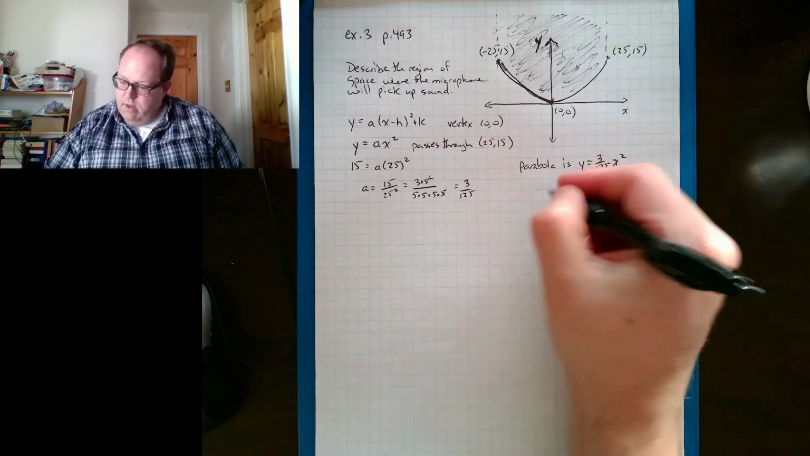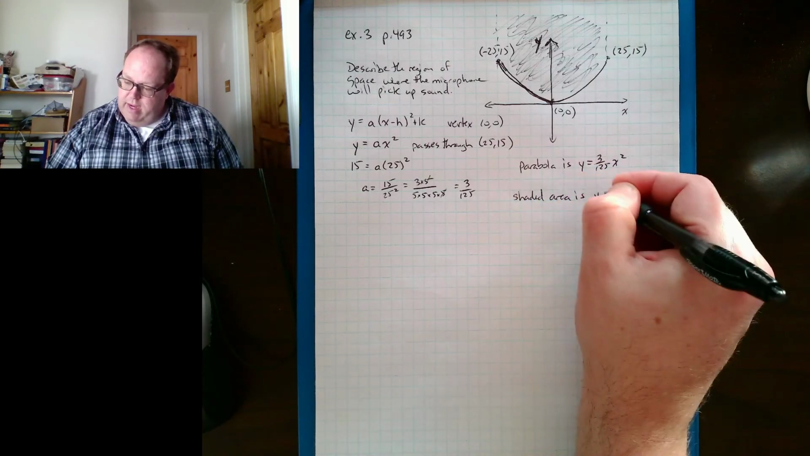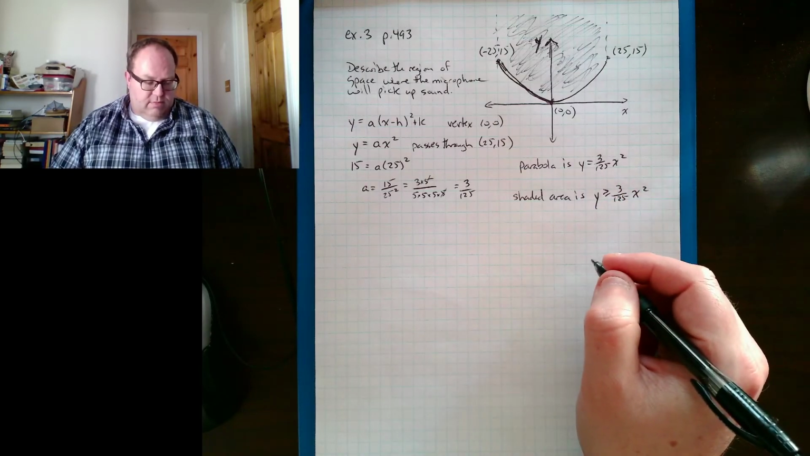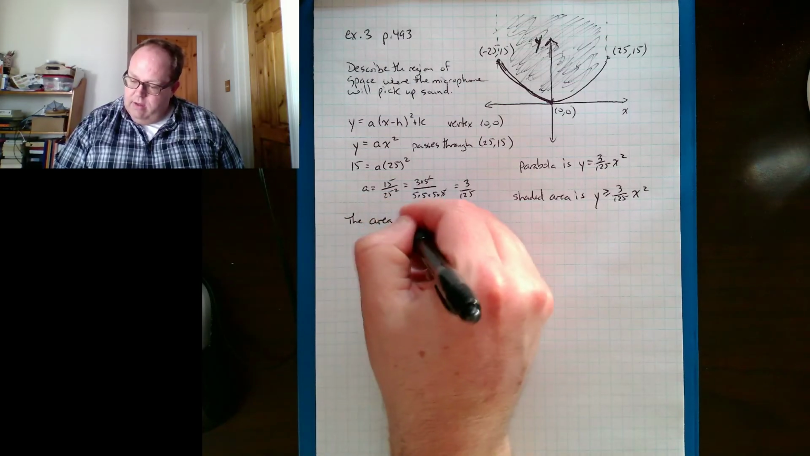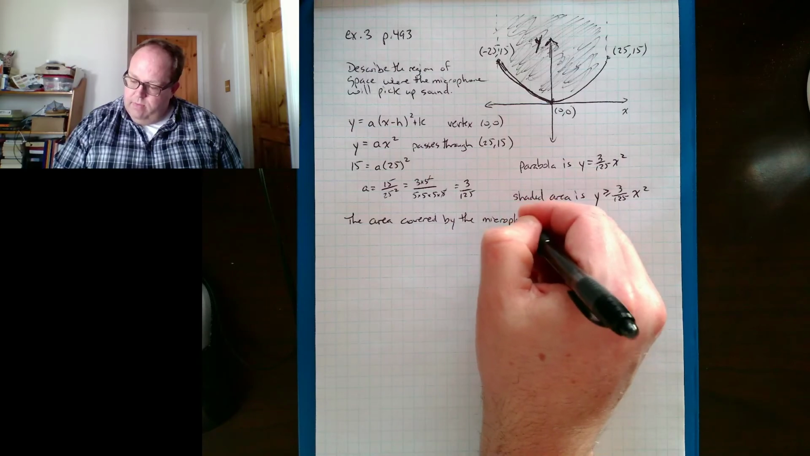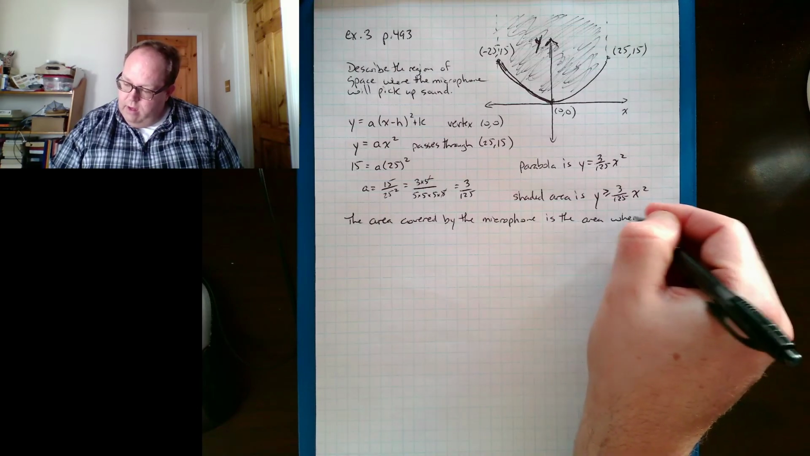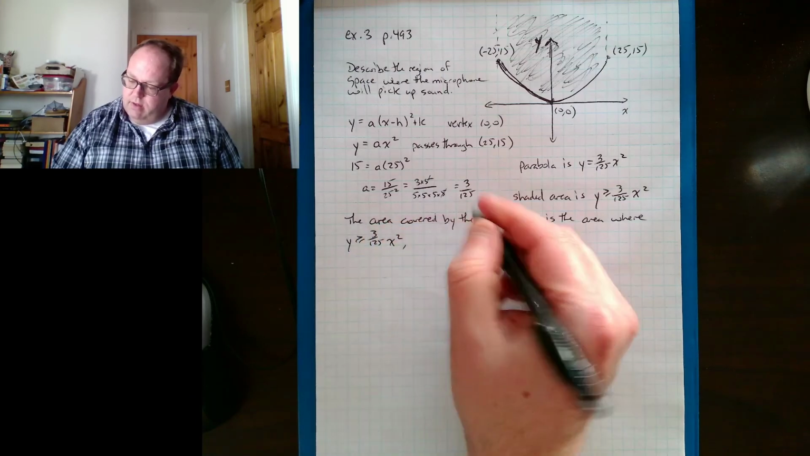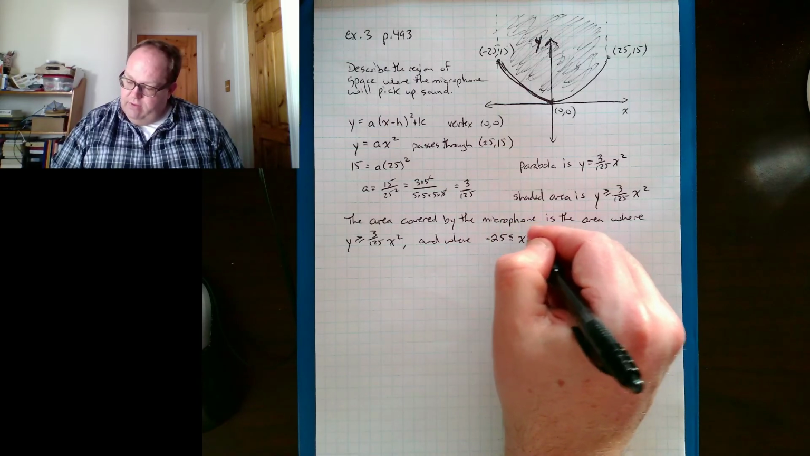So the shaded area is y greater than or equal to 3 125ths x squared. So the area covered by the microphone is the area where y is greater than or equal to 3 125ths x squared, and where x is between negative 25 and 25.